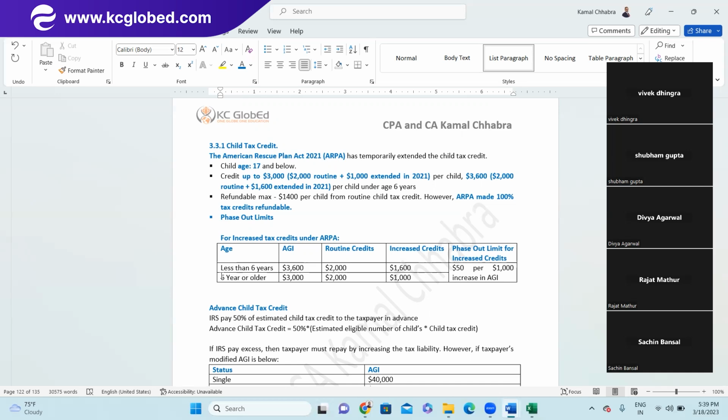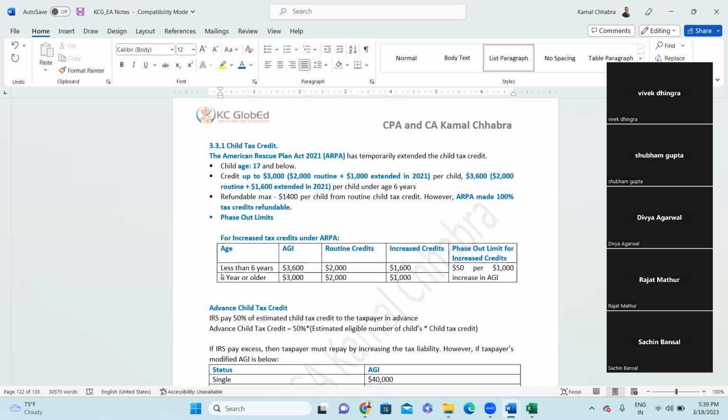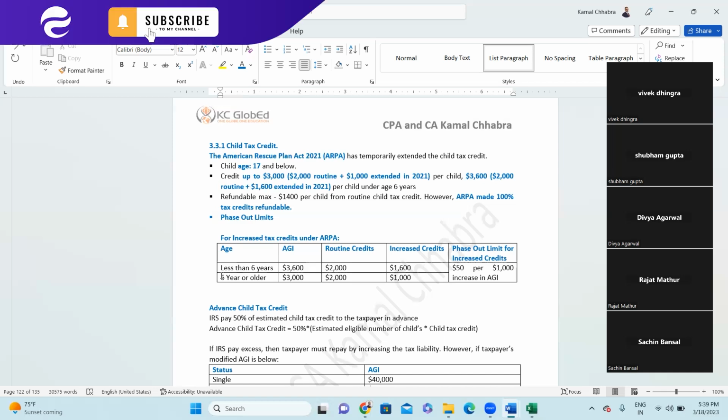Second, credit up to $3,000 per child, and $3,600 per child under the age of 6, can be considered. Normally as per TCJA it was $2,000, right? But as per the new amendment, the American Rescue Plan Act 2021, the limit has been extended and bifurcated into two parts. If the child is less than 6 years, then you can claim up to $3,600. If the child is more than 6 years, then you can claim a maximum of $3,000. So that is the update.